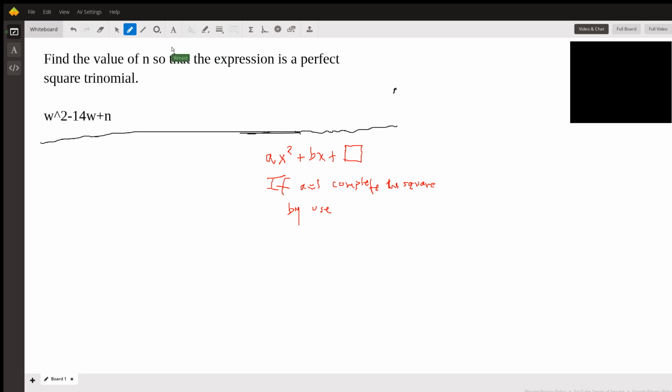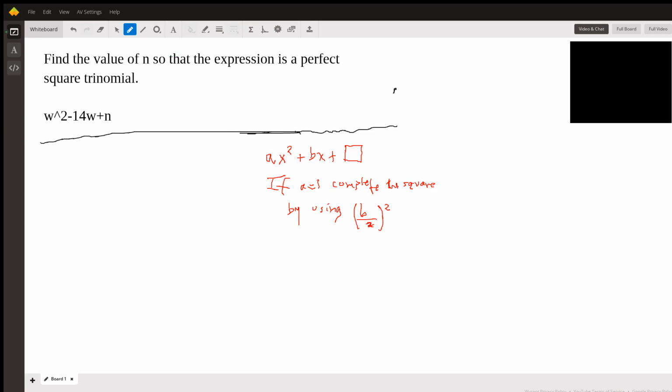Using the formula, it's b over 2 quantity squared. B over 2 quantity squared. Okay, so let's apply the formula to the situation here.